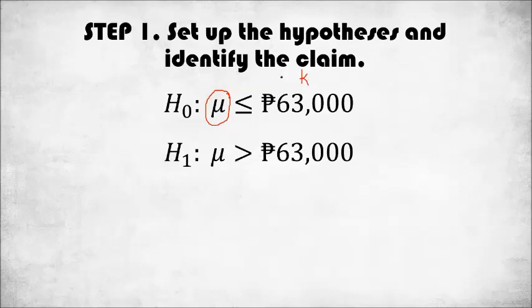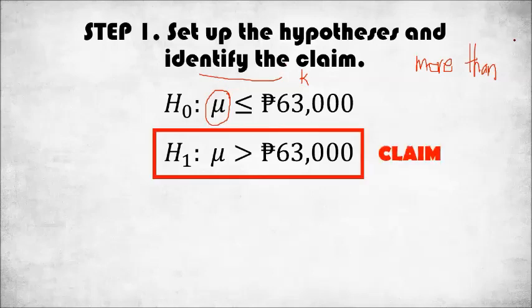Next, identify the claim. So, between these two hypotheses, alin yung pwede nating i-claim? Sabi doon, more than 63,000 pesos. So, between these two symbols, alin dyan na nagpapakita ng more than? The answer is the alternative hypothesis. Okay? Because this is less than kapag naka-open, kapag naka-point, that is greater than or more than. That's why ang i-claim natin dyan ay alternative hypothesis.